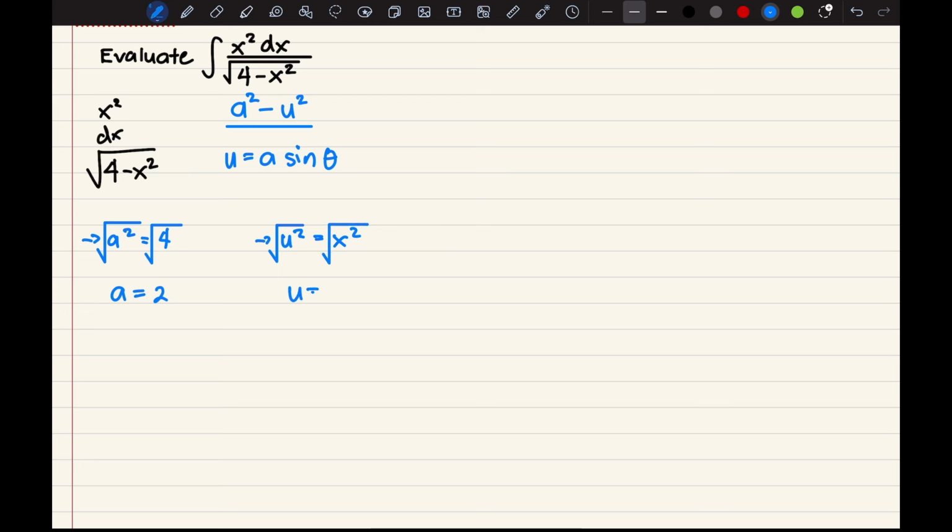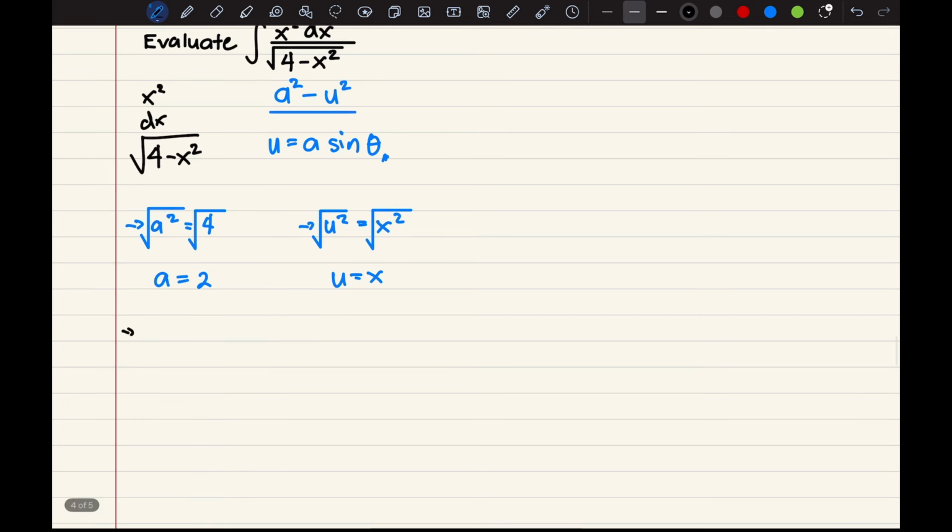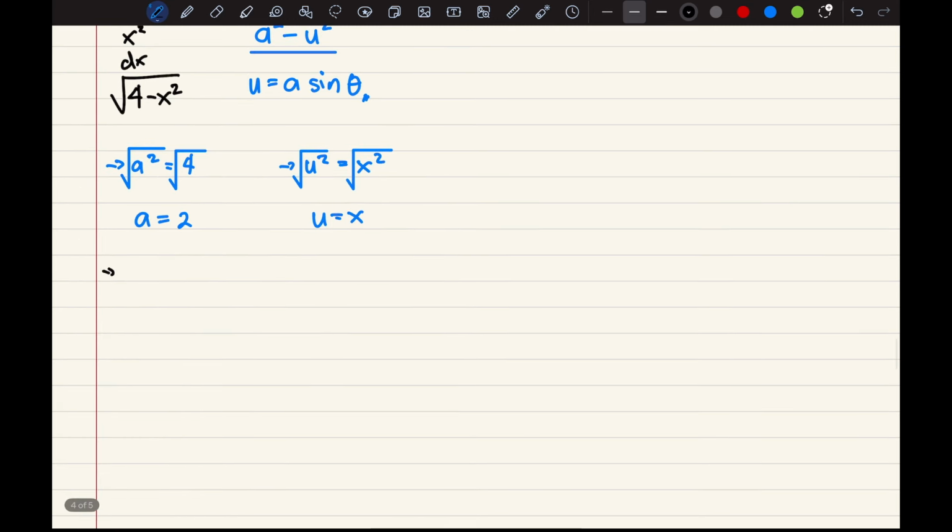u is equal to x. Okay. Now, substituting yung u values and a values sa ating trigonometric substitution, from u is equal to a sine theta, we get u is equal to x, so we have x equals a, where a is equal to 2, and then we have sine theta. So we now have a substitution for x in terms of theta.